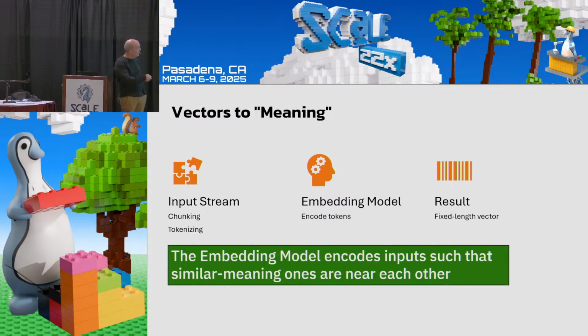So there's an input stream, that's your data. There's an embedding model, that somebody built and you borrow it or you pay for it or something, and then it generates a fixed length vector. You stick that in a vector index, and now you have a database of vectors. A database of vectors that knows how, when you bring it a query, to find the most relevant vector to you.